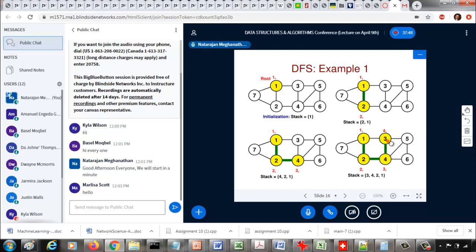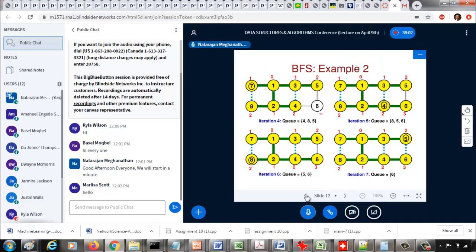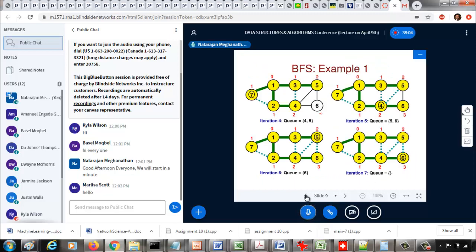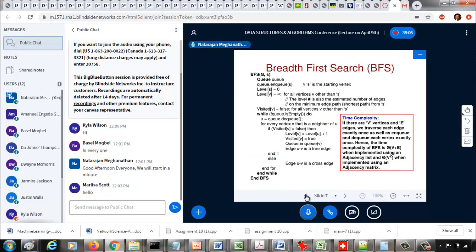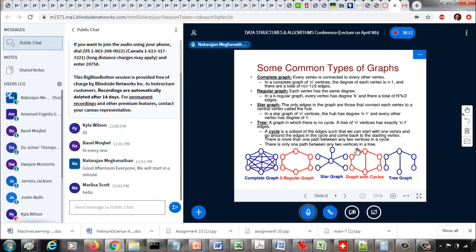Now also, as an application of depth-first search, we can use depth-first search to decide whether the graph has a cycle or not. Last class I introduced to you what is meant by a cycle in a graph. So a cycle in a graph is what? A sequence of vertices such that you can start from one vertex, go around and come back to the starting vertex.